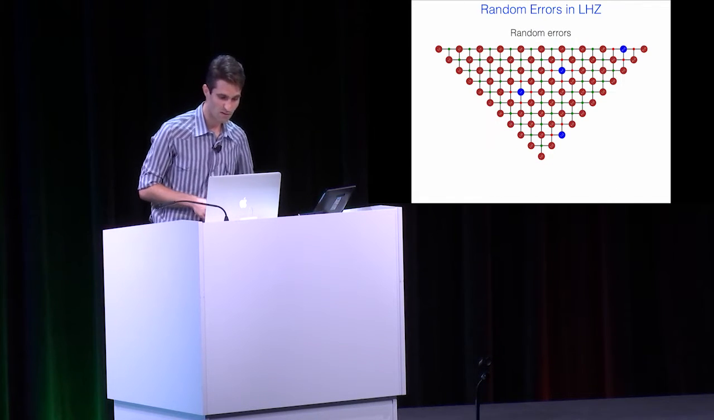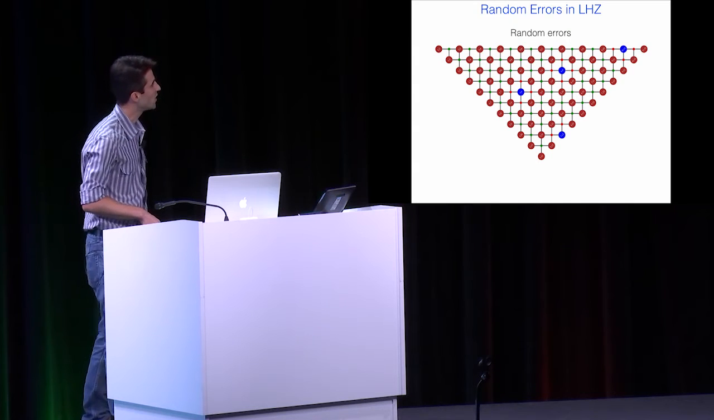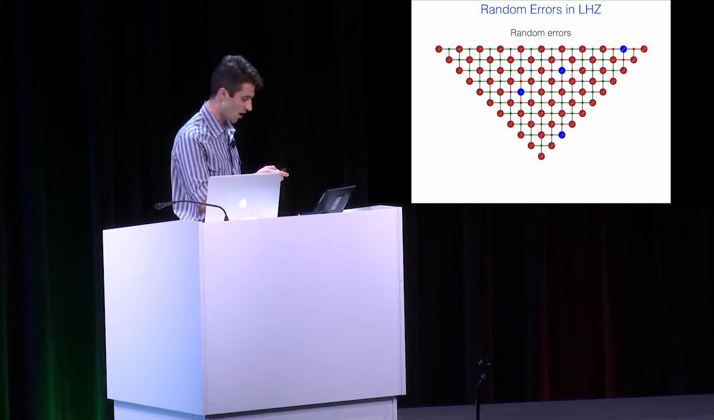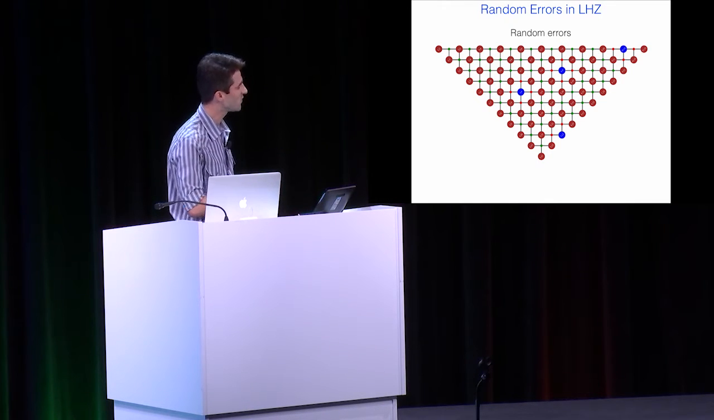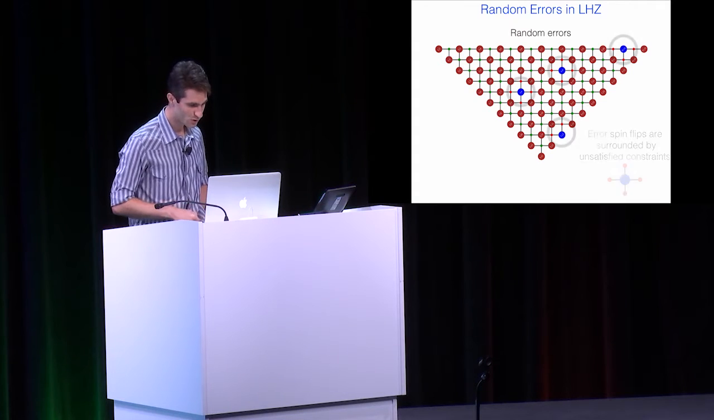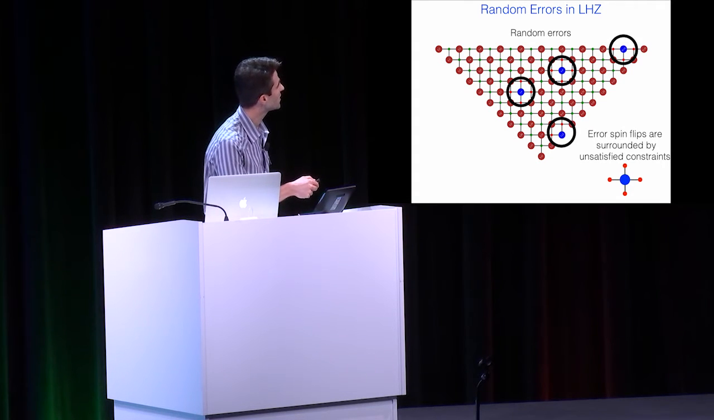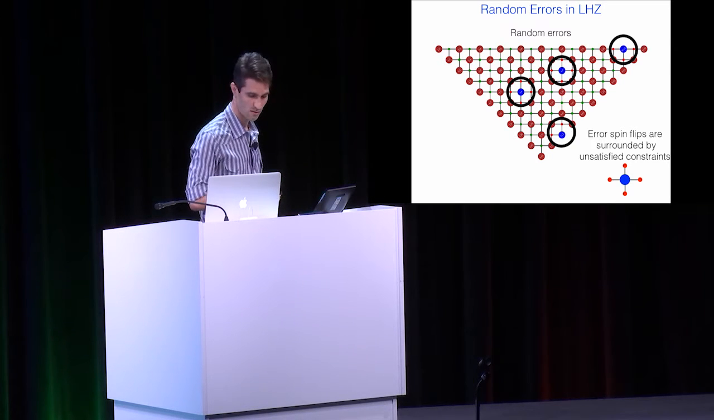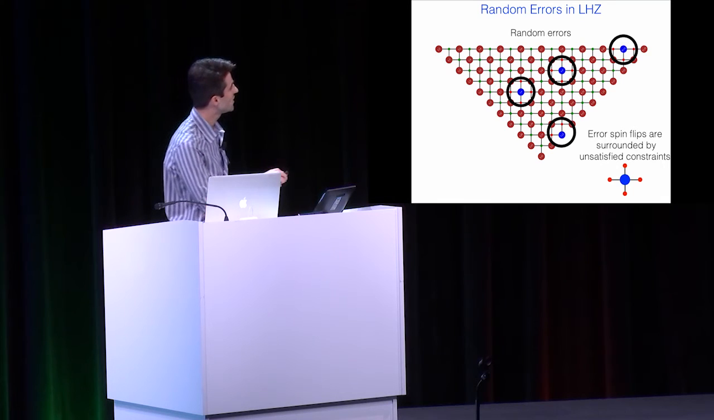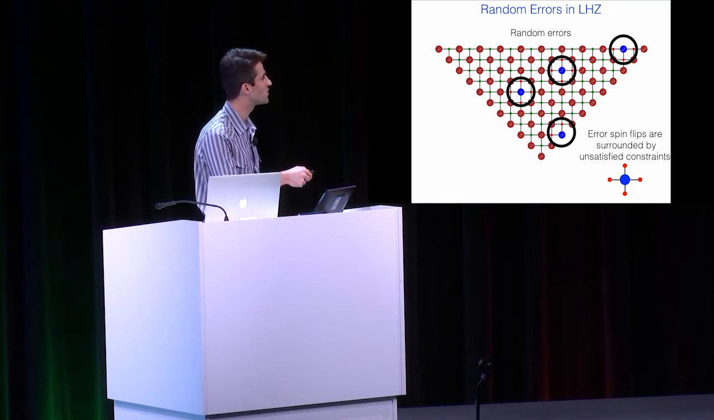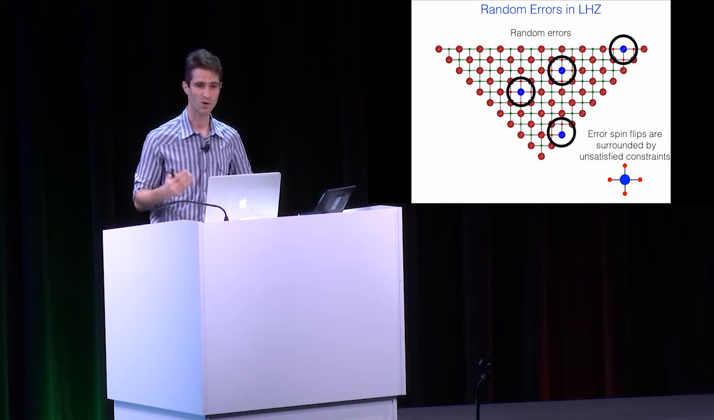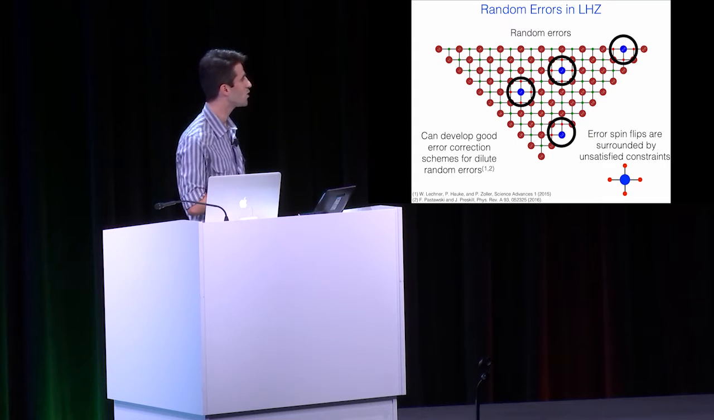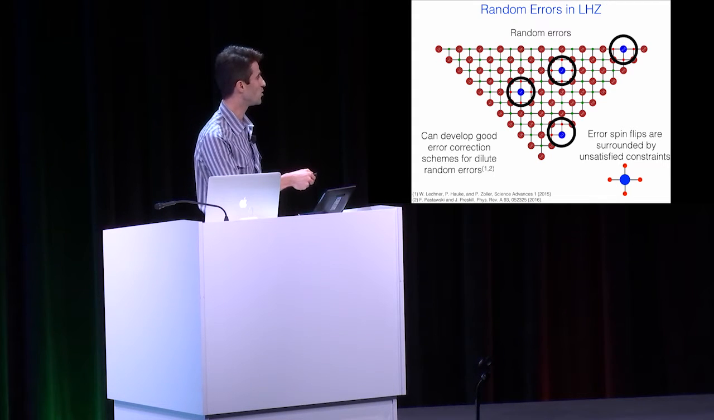So now let's do the same thing for the LHZ scheme. Let's first consider what errors look like when I have random errors. Here I've sprinkled 4 spin flips. And what you should notice is that when there's an error, it's accompanied by violating 4 constraints surrounding that error. OK? Now, of course, if the errors are very, very sparse, you can see these errors by eye and correct them, right? But actually, people have been working on this, and they've developed very good error correction schemes when you have random errors.